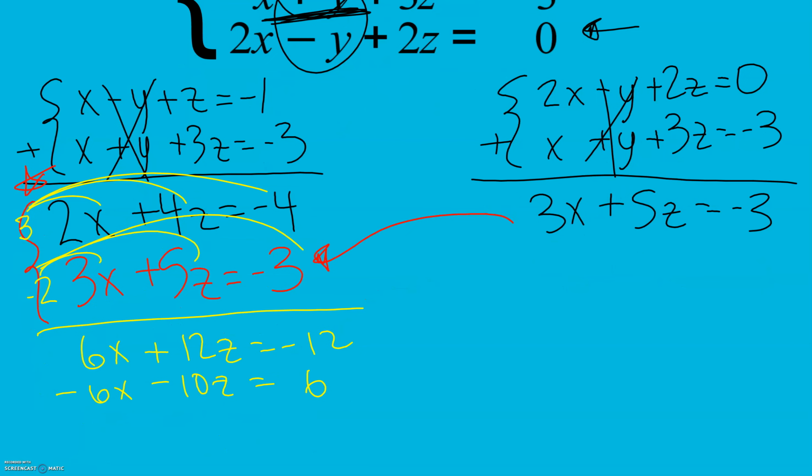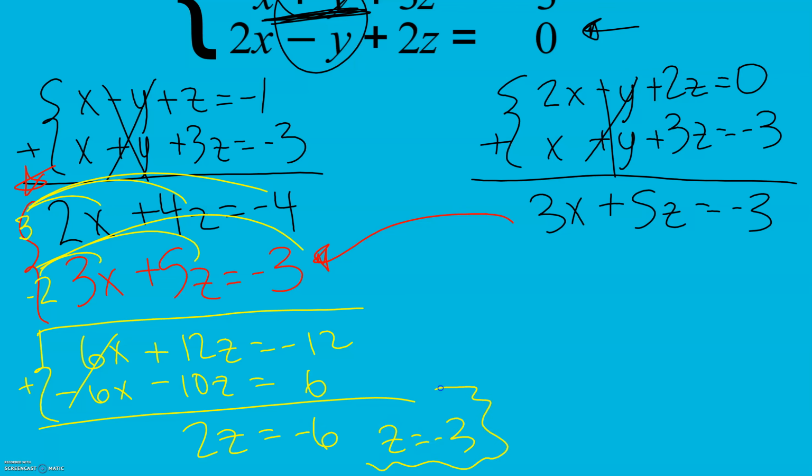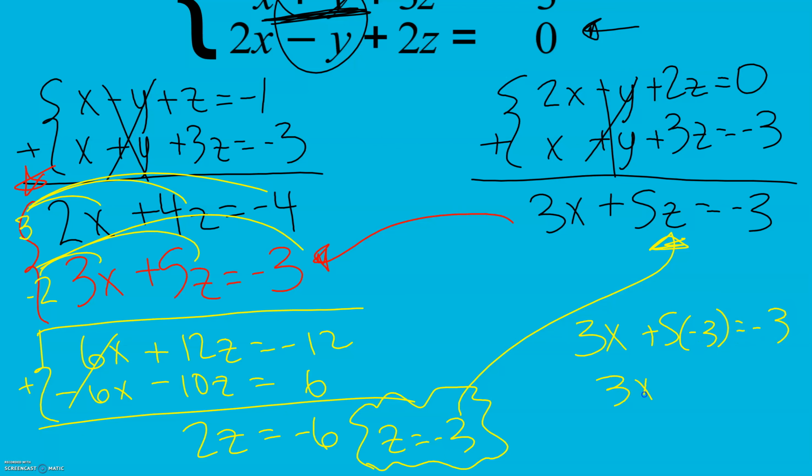Now that I have opposites here in my x's, I can go ahead and add these up. And I'm going to get 2z equals negative 6, so z equals negative 3. I've got one of my variables. Now we're just going to work backwards to find our other variables. Plug it into one of our equations that has a z and just one other variable. Simplify. Add or subtract. And then divide. I have two variables here.